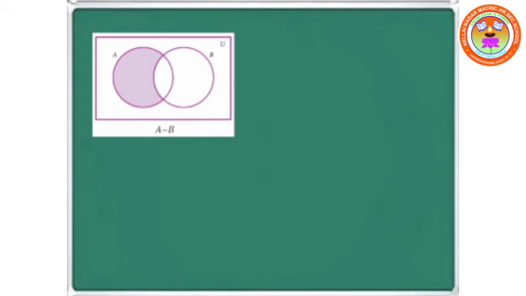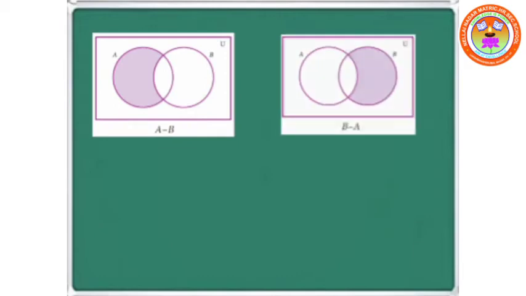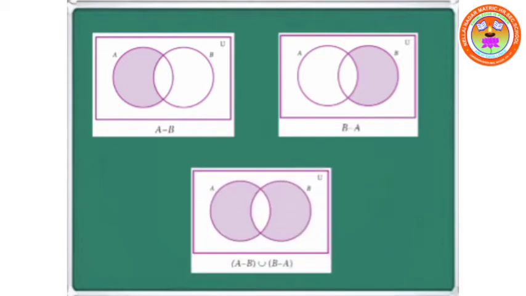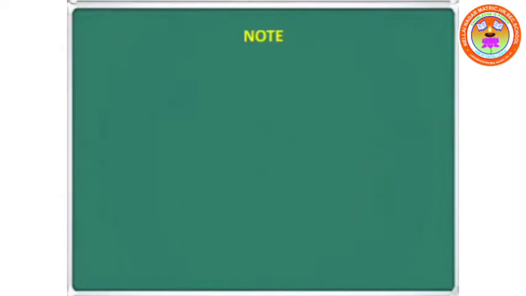This is for A minus B and this Venn diagram is for B minus A, and now the symmetric difference is the union of these two. So union means this diagram and also this diagram, joined together. A symmetric difference A is equal to empty. A symmetric difference B equals B symmetric difference A.